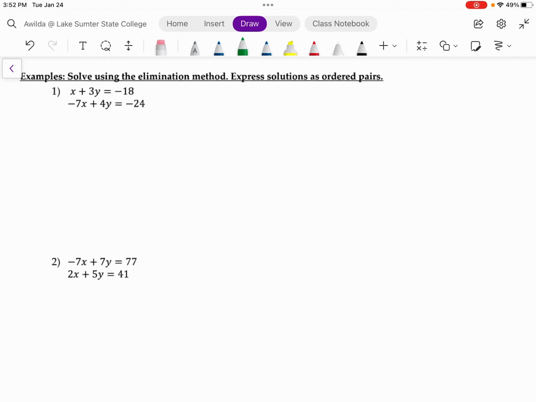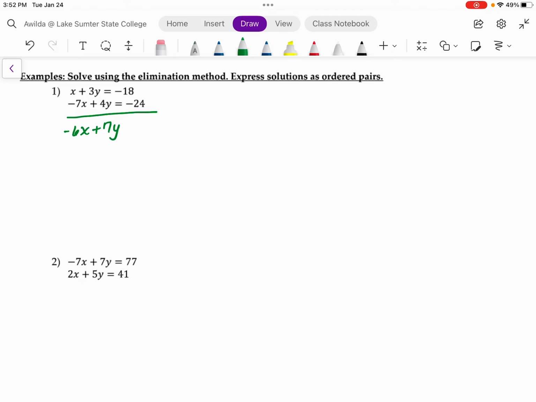For example, if I have x plus 3y is equal to negative 18 and negative 7x plus 4y is equal to negative 24, adding these two equations as they are is not going to eliminate x, and it's not going to eliminate y. Let me show you, and then I'm going to erase this. x plus negative 7x is negative 6x. 3y plus 4y is 7y.